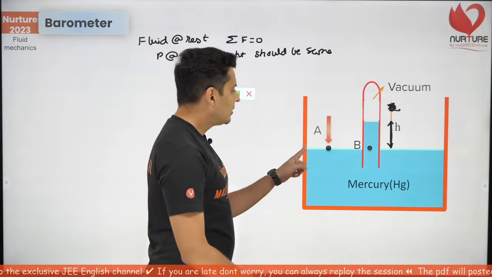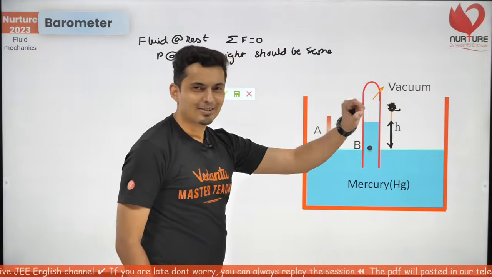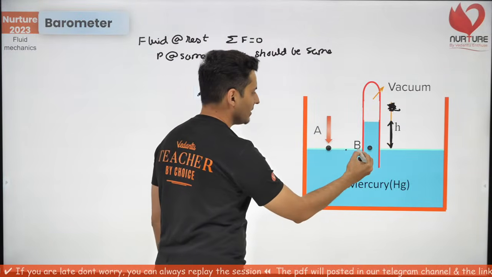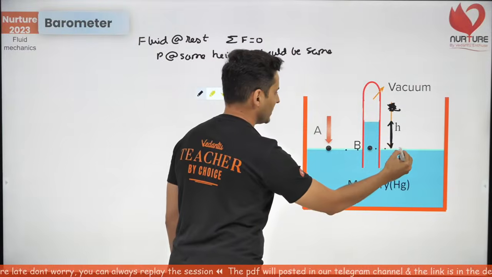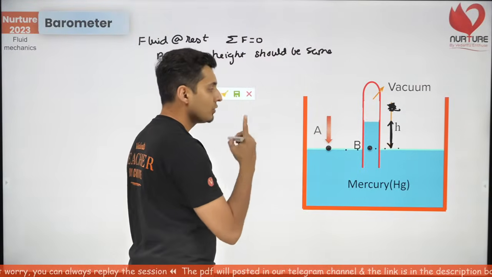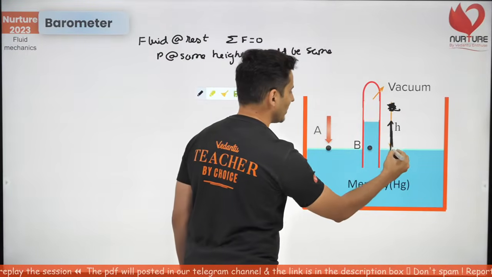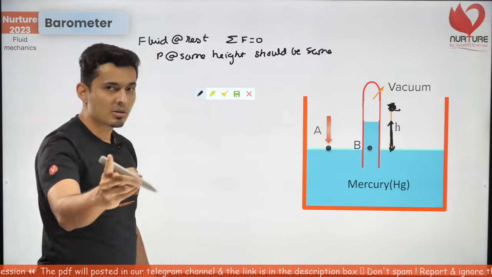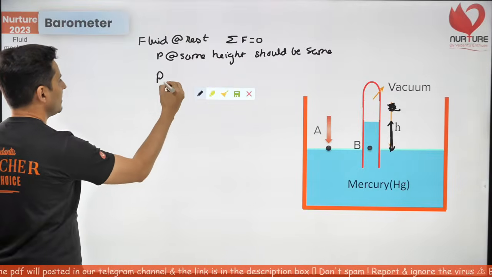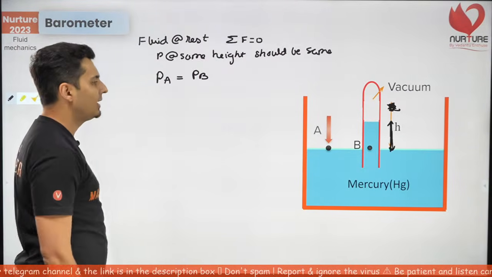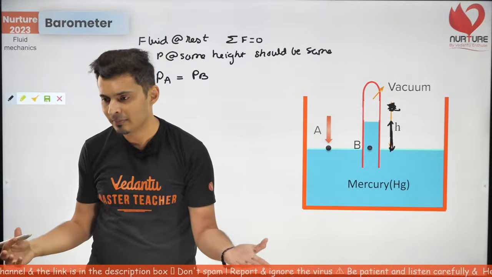Now look at all the points over here. There's one interesting thing that is happening. This point, this point, this point, all are at the same height. So shouldn't the pressure be equal? Come on, my warriors, what do you guys say? It should be, right? So can I not say that the pressure at point A and the pressure at point B should be equal, correct?